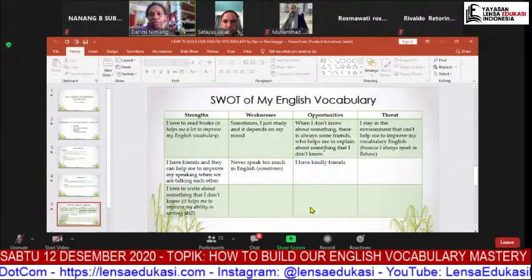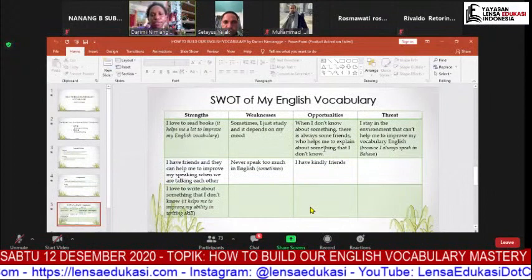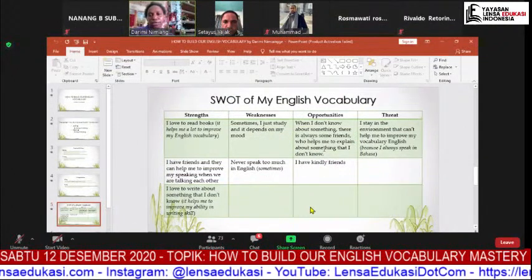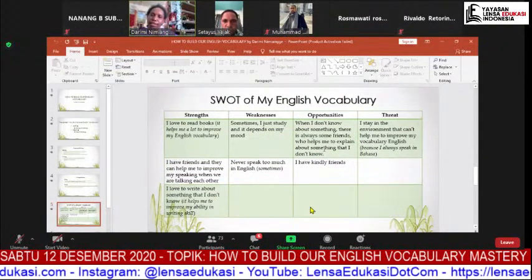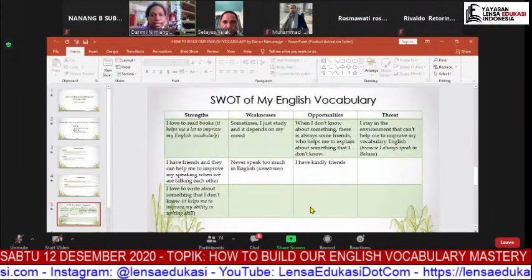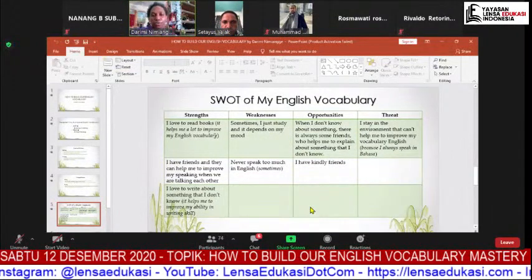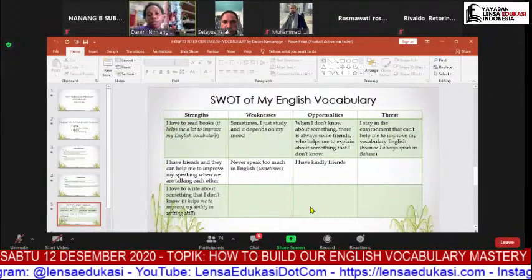After I do those things, I use this form. It's called a SWOT of my English vocabulary. SWOT is strengths, weaknesses, opportunities, and threats. The first thing is my strength: I love to read books because it helps me a lot to improve my English vocabulary.